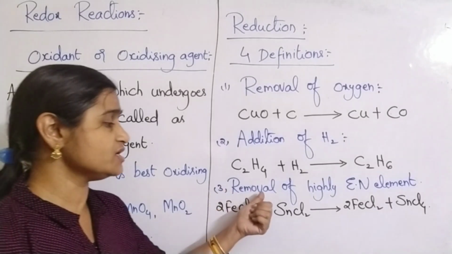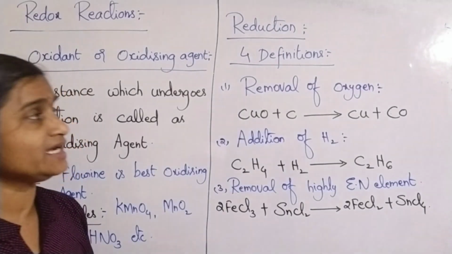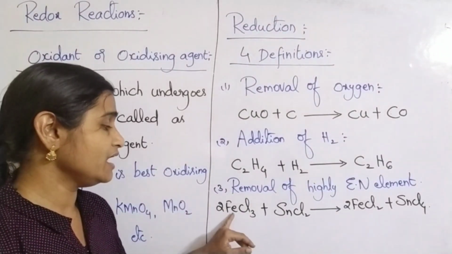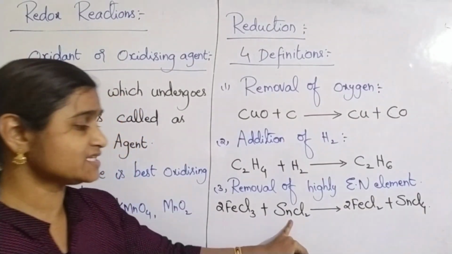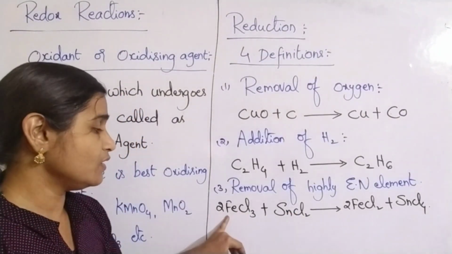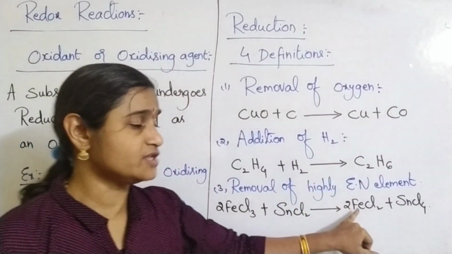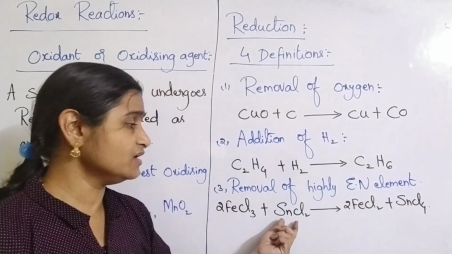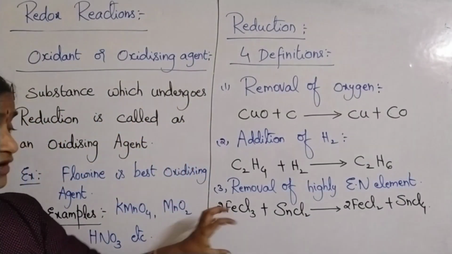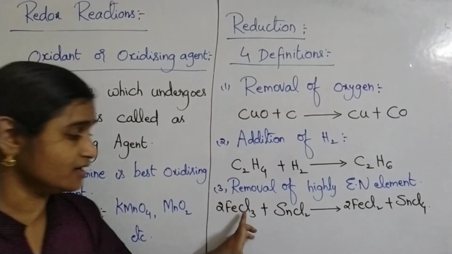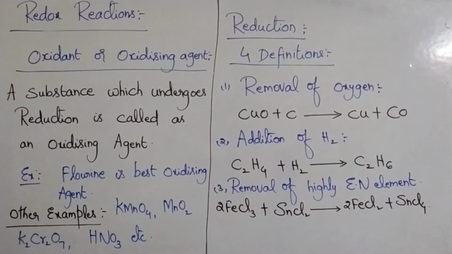And the third definition is removal of a highly electronegative element, which is also called reduction. Like FeCl3, ferric chloride, when it reacts with SnCl2, stannous chloride, it changes to FeCl2, which means ferric chloride has changed to ferrous chloride because of the removal of a highly electronegative element. Out of 3 chlorines, 1 chlorine has been removed and formed FeCl2. That's why this is also called reduction.